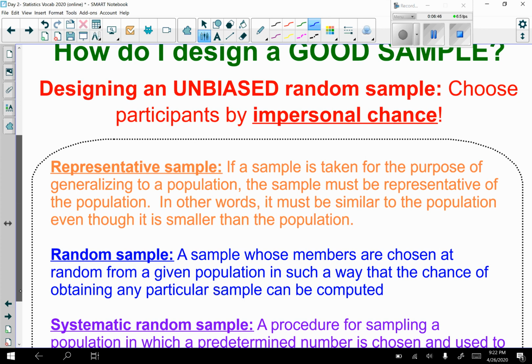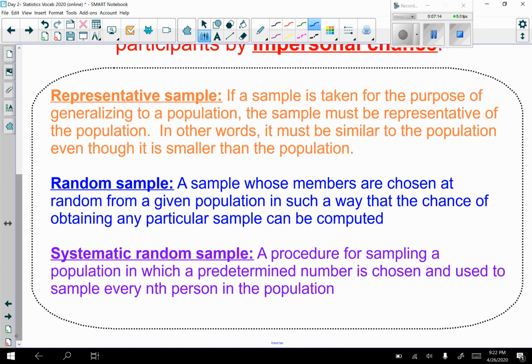So for example, if I want to take a representative sample of Central High School, I want to make sure that I have both male and female. I have 10th graders, 11th graders, and 12th graders. I want to have some athletes, some people in the performing arts. I don't want it to all be males or all be 11th graders. Okay, so we want our sample to be representative of our population. And a good way to do this is by taking a random sample. A random sample is a sample whose members are chosen at random from a given population in such a way that the chance of obtaining any particular sample can be computed.